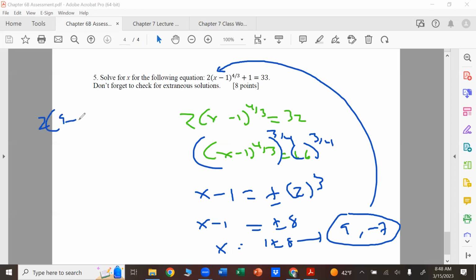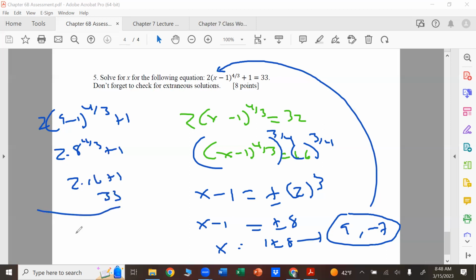So 2 times 9 minus 1 raised to the 4/3 plus 1, that's 2 times 8 to the 4/3. Cube root of 8 is 2, to the 4th power is 16. Yeah, that works. If you plug in negative 7, you have negative 7 minus 1. Actually, the reason why both work is because you're even powering with the 4 in the numerator. So it's negative 8, cube root of negative 8 is negative 2, negative 2 to the 4th power is 16. Yeah, that works also.